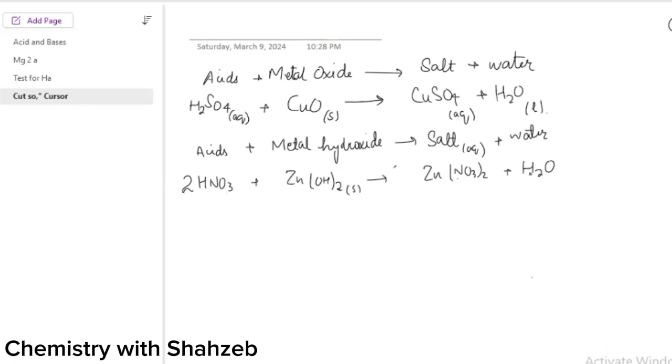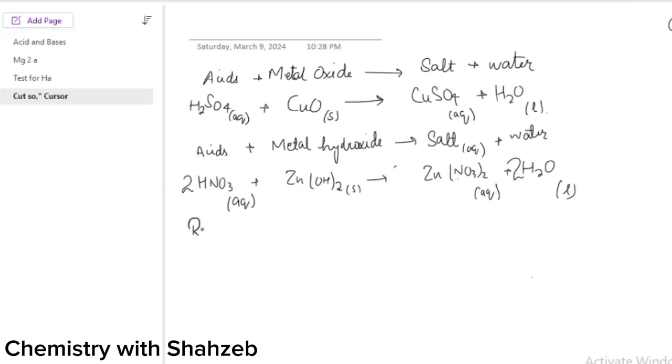And now there are two hydrogen, but here there are four hydrogen. Two hydrogen here, two hydrogen here. So we have to put two over here as well. So this is in aqueous form, and this is in liquid form, and this is also in aqueous form.